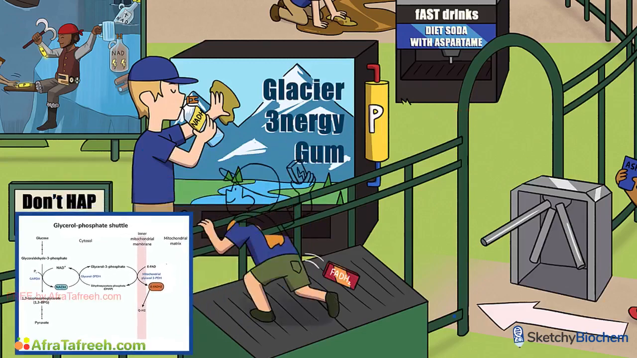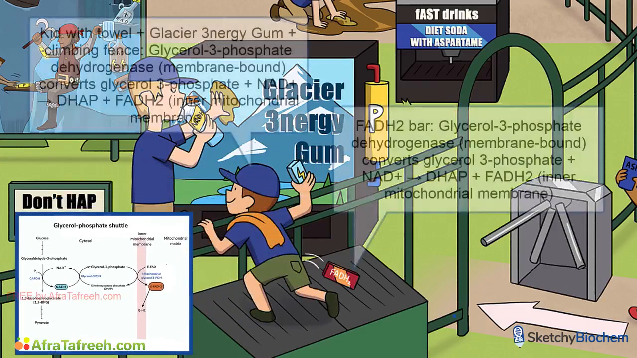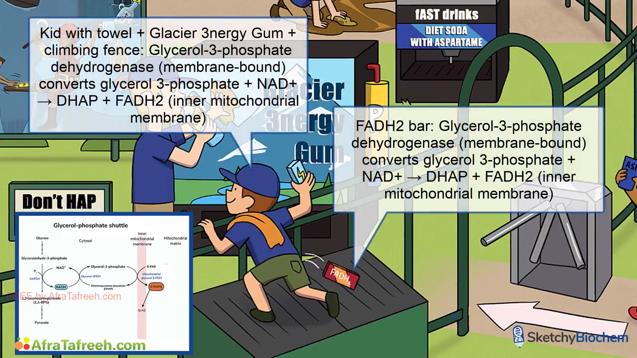Glycerol 3-phosphate travels to the inner mitochondrial membrane where membrane-bound glycerol 3-phosphate dehydrogenase turns it back into DHAP. But this time, instead of regenerating NADH, we make FADH2. That's important because if you remember back to the ETC ride, FADH2 is worth fewer ATPs than NADH. So this shuttle is actually less efficient than the malate-aspartate shuttle.